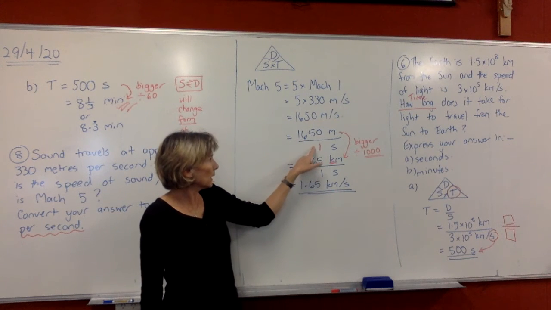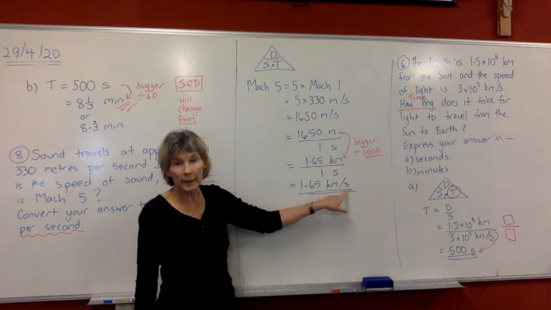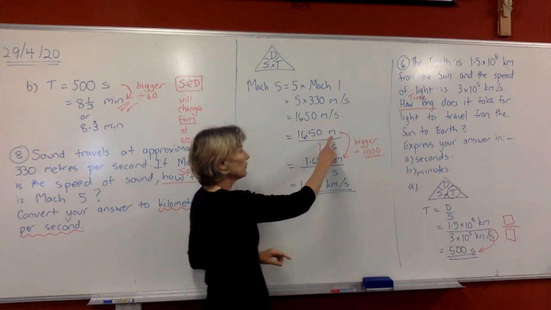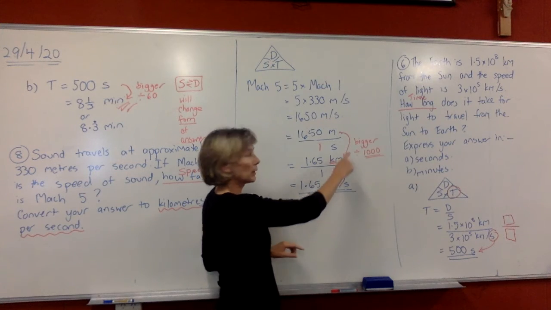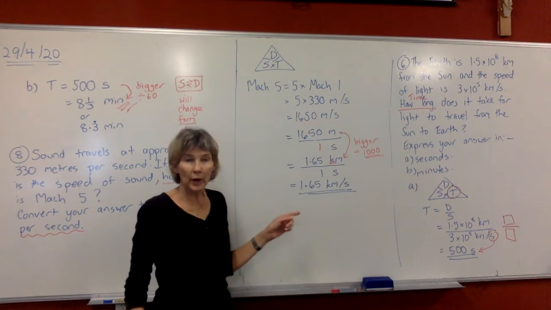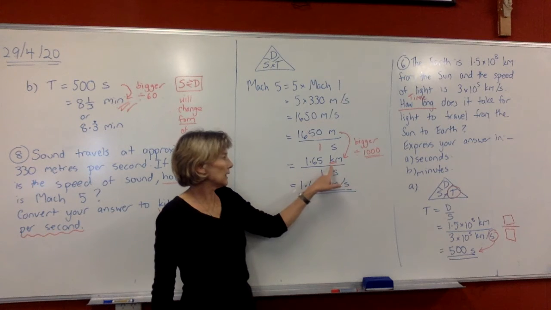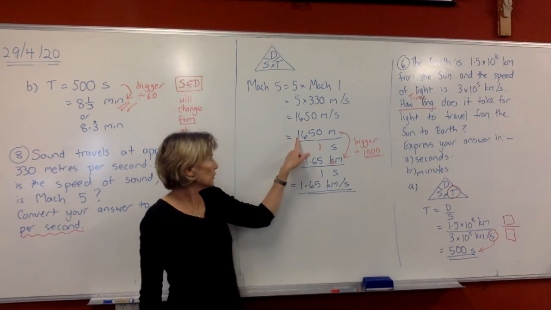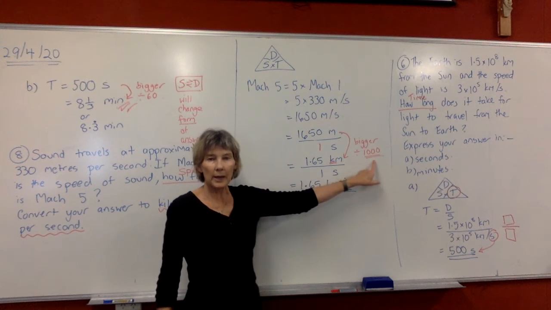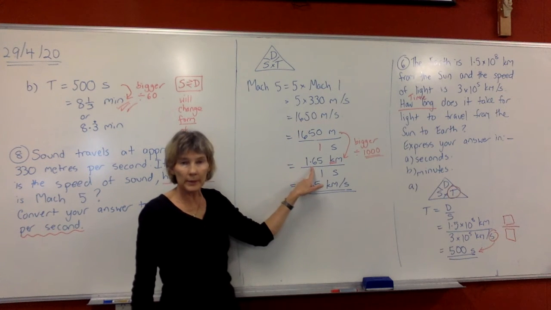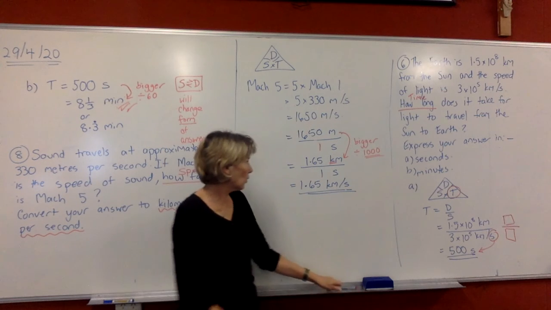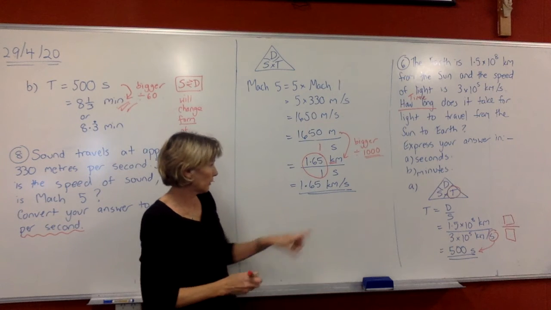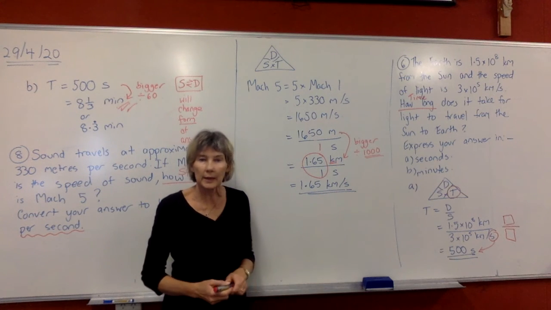So all we're doing, we're going to keep the seconds because that's what we want in our answer, but we don't want the metres, we want that to be kilometres. So we're going to convert metres to kilometres. We're going to a bigger unit, so we're going to divide by 1,000 because kilo means 1,000. There's 1,000 metres in a kilometre. So if you do 1,650 divided by 1,000 on your calculator, you'll get 1.65. And then all of this bit here just equals 1.65, and we have kilometres per second written on the end.